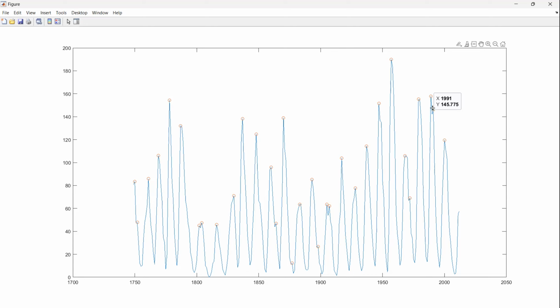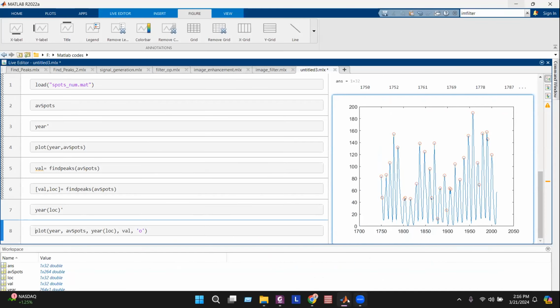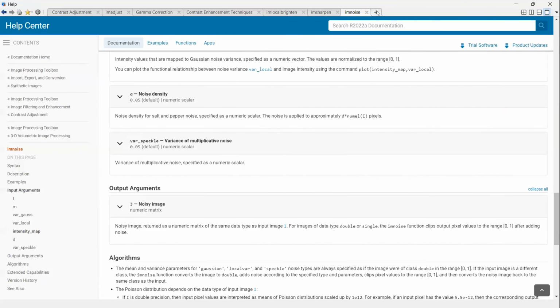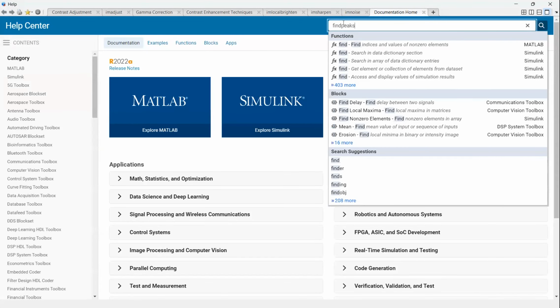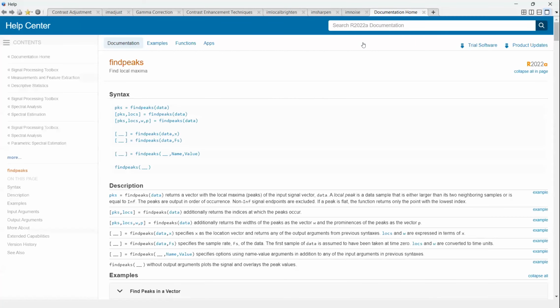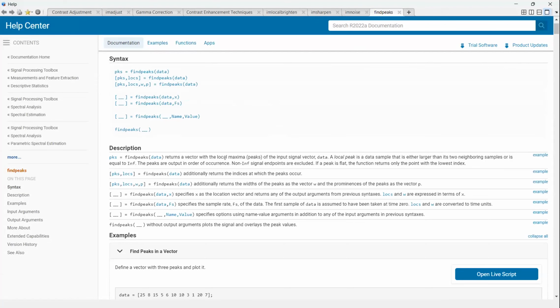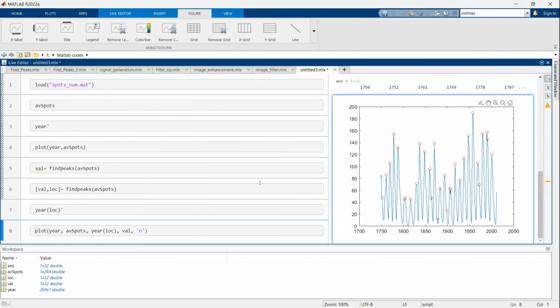Yes, sir. So this default consideration is giving you some errors. To understand it more clearly, let's look at the find peaks function. You see, this function returns a vector with local maxima. A local peak is a data sample that is either larger than its two neighboring samples or is equal to infinity. That's the default definition that MATLAB uses to identify the peaks. But like we saw, some of the peaks are misidentified, so that's an issue, and we have to find some way to get rid of those issues.